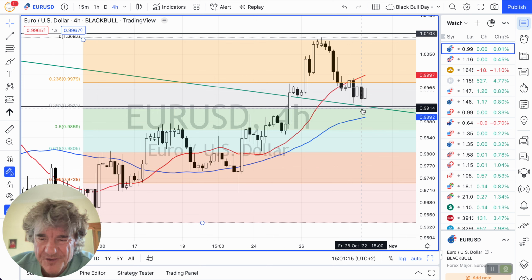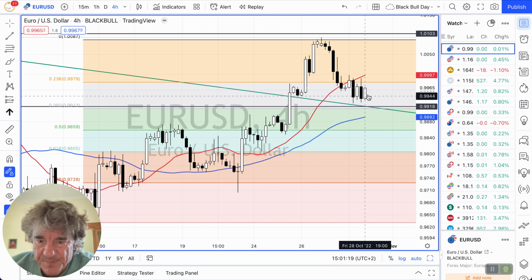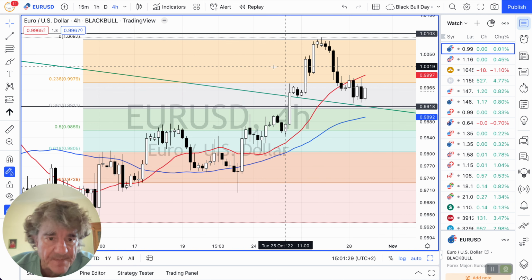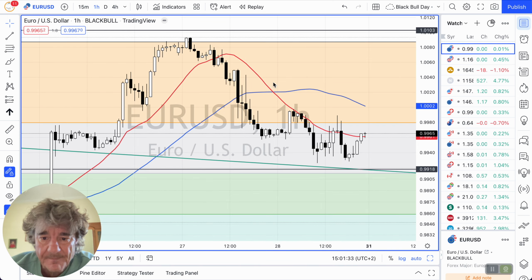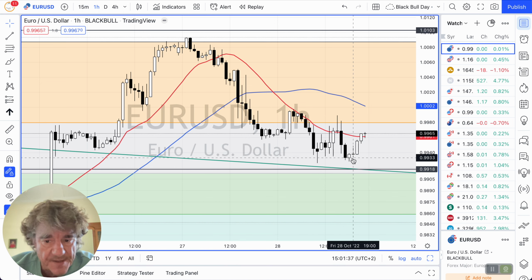So we dropped down to 99.20, 0.9920, and we formed this potential reversal pattern. Although we haven't made higher highs yet, we are starting to form a bottom with lows not becoming lower lows, but pretty much the same. And if we have a look at the same thing on the hourly chart, you can see we've bounced down there. We formed a little double bottom on the hourly chart.